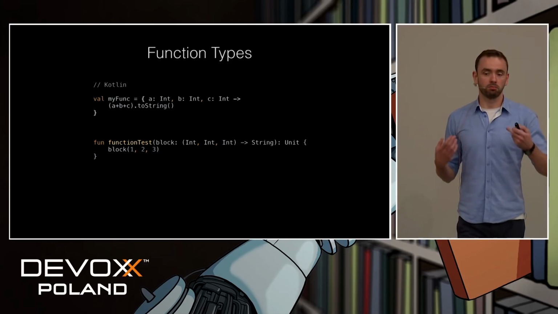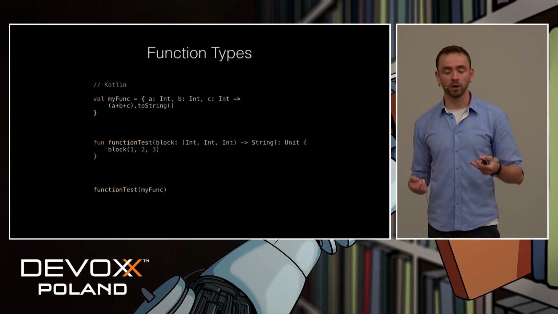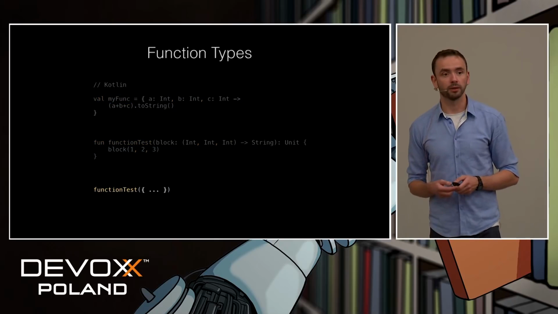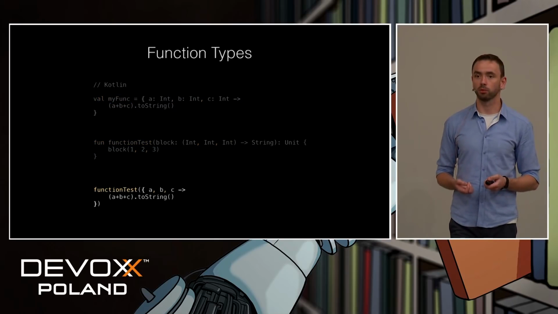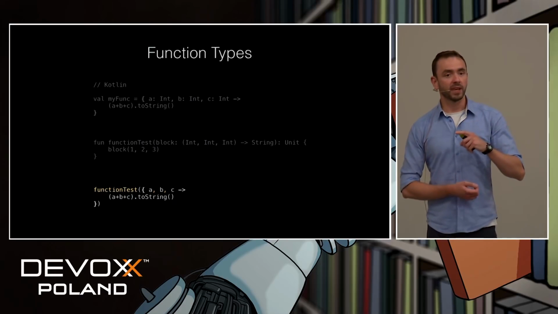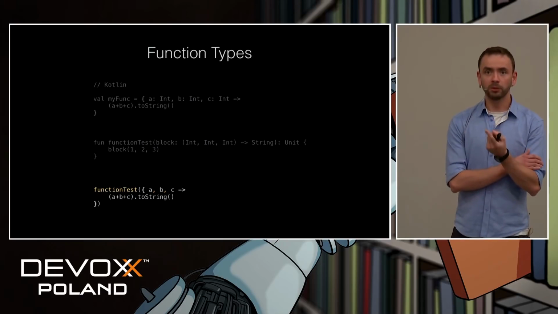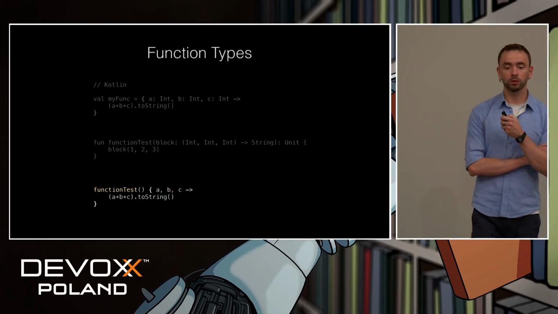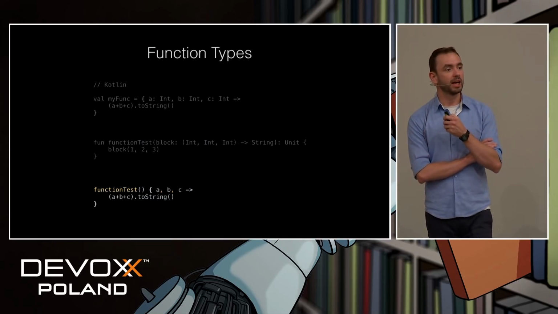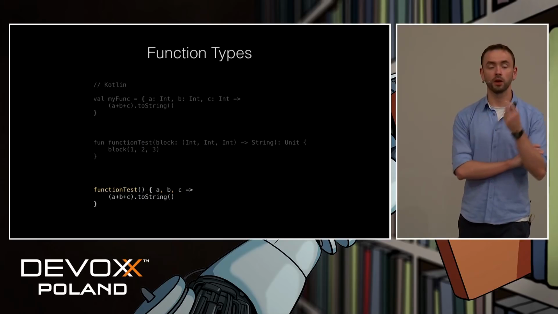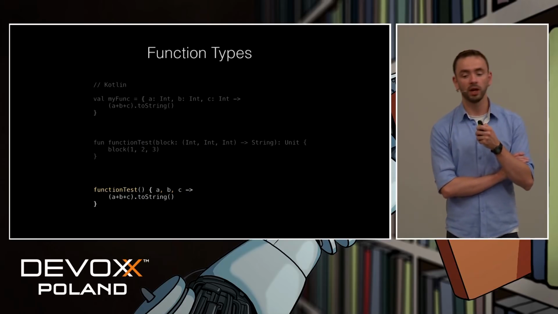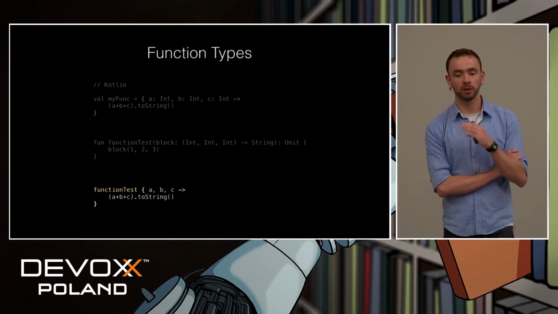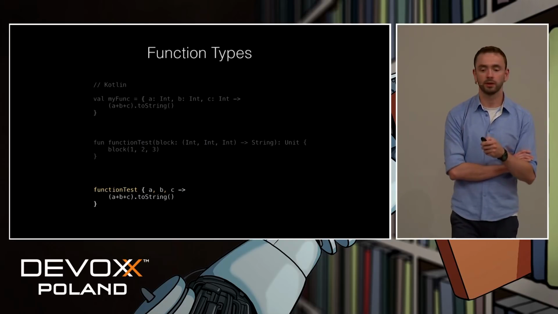If we need to pass it somewhere, then we can do it by name or by using a lambda, like this one, for example. And in Kotlin, if lambda is the last argument of a function call, we can take it out of the parentheses. And if this lambda is the only argument of a function call, we can remove those parentheses altogether, just to make our code a bit more readable.